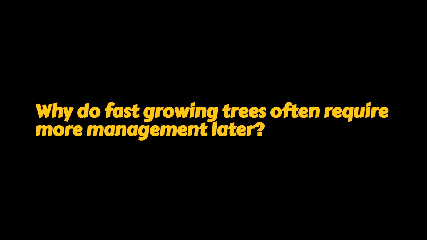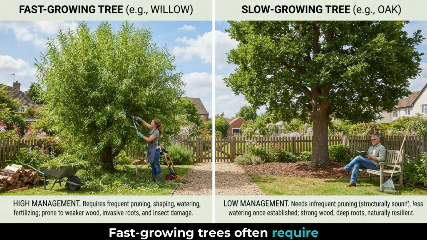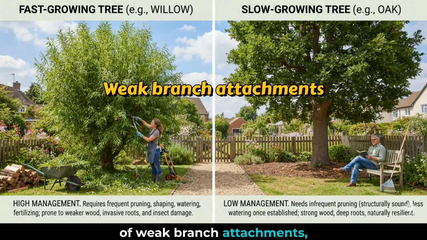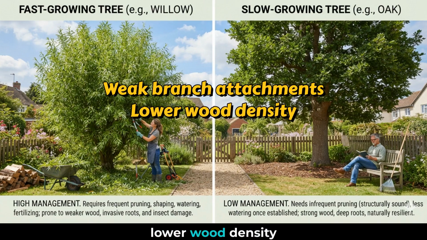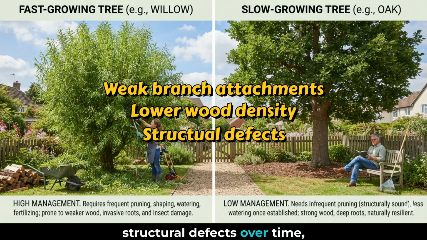Why do fast-growing trees often require more management later? Fast-growing trees often require more management because rapid growth can outpace structural development, leading to a higher likelihood of weak branch attachments, lower wood density in some species, structural defects over time, and increased pruning and risk management needs.